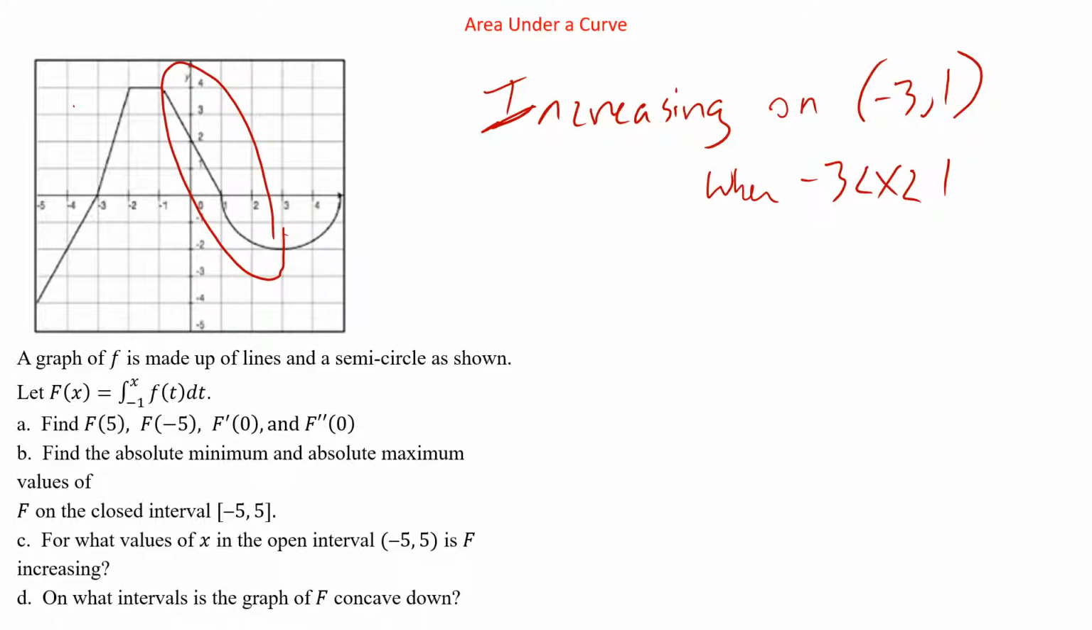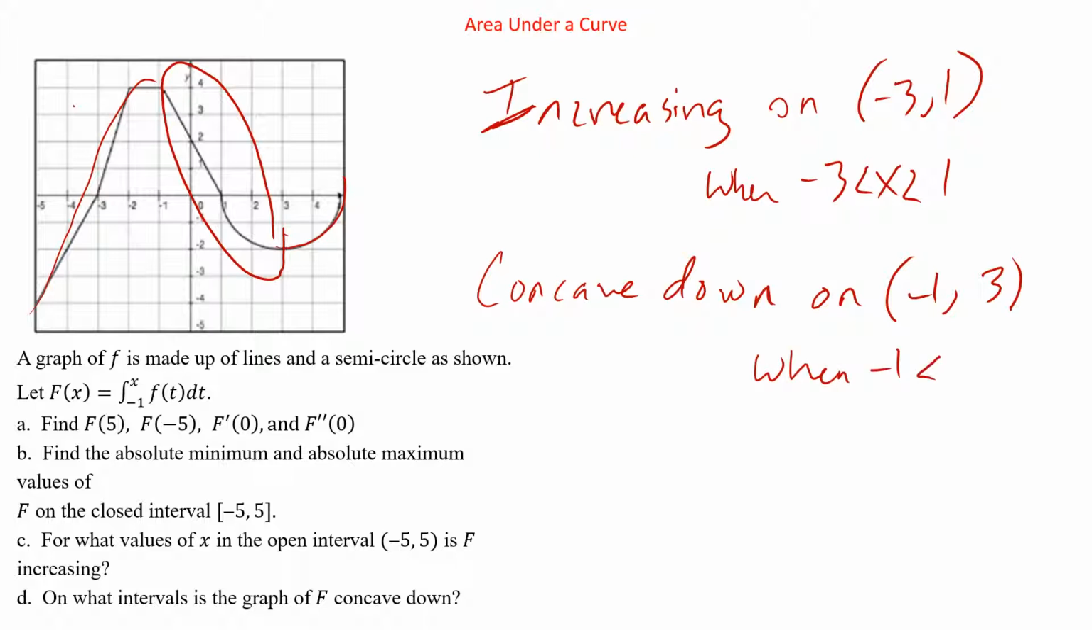It has a negative slope from there to there. Otherwise, here it's positive, then 0, and then at the end it's positive. It has a negative slope from -1 to 3. So it's concave down on -1 to 3, which you could also write as concave down when -1 is less than x is less than 3. Again, we don't have an "or equal to," because at those points it's inflection points where it's neither concave up nor concave down.